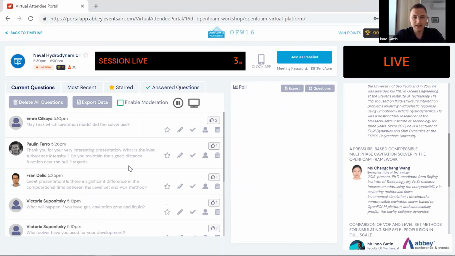Well, the sign distance function is maintained near the interface, so the hull is not the criteria, the interface is. We have a band around the interface where we make sure that the sign distance function is actually a distance function. Further from that, we don't care as much. The inlet turbulent intensity we typically use for these simulations is around 2%.